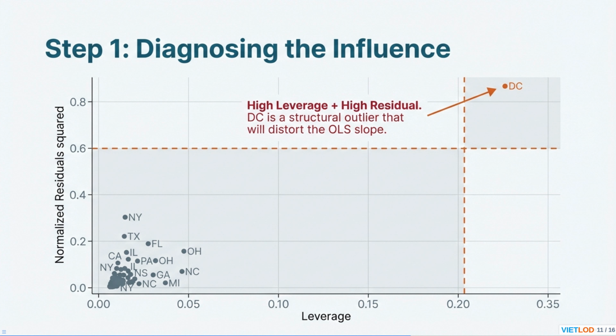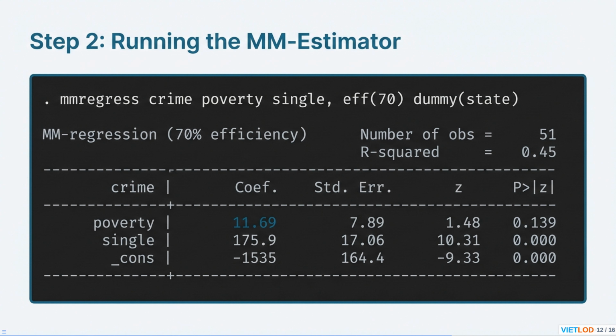Here we run the regress command in Stata. We regress crime on poverty and single. We set the efficiency to 70% using the F70 option. This provides a good balance between robustness and precision. We also use the dummy state option. Although in this simple model it's less critical, it's good practice to declare categorical identifiers.